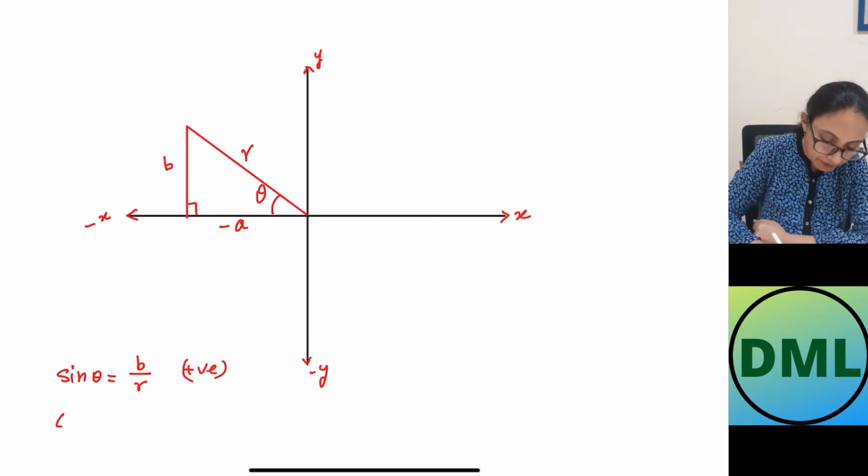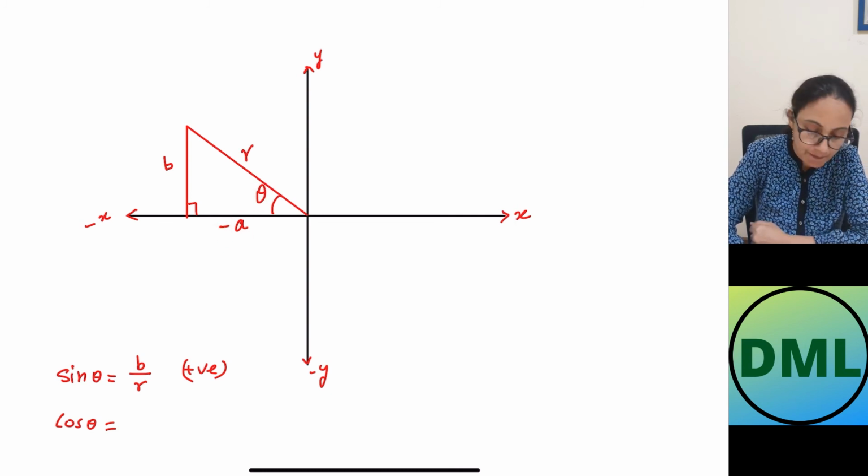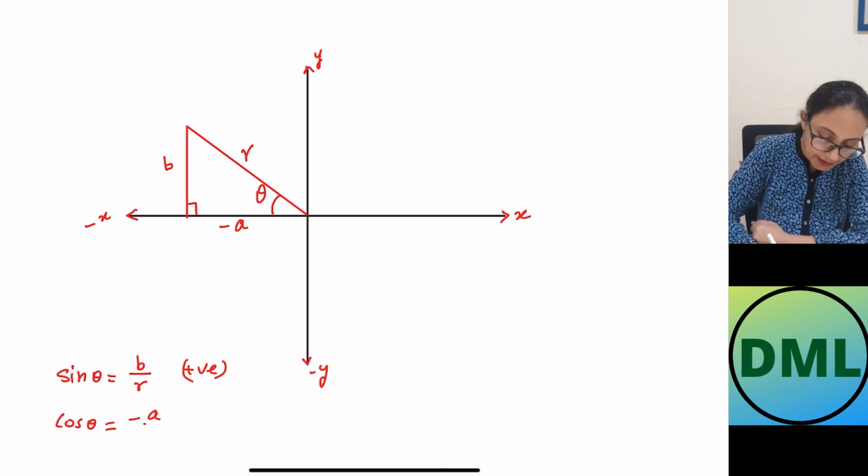Now I will write down the value for cos theta. For this theta angle, this is the base, which is negative A, and the hypotenuse is R. So the value for cos theta is negative A over R. Let's write down the value here. Negative A over R. So this is negative here.